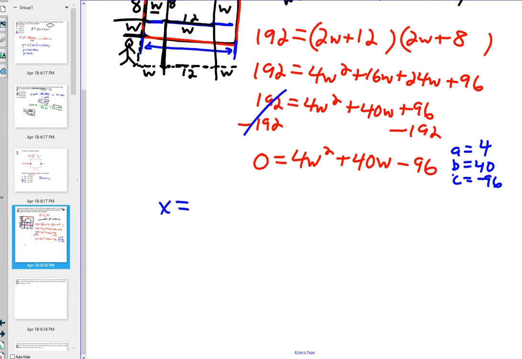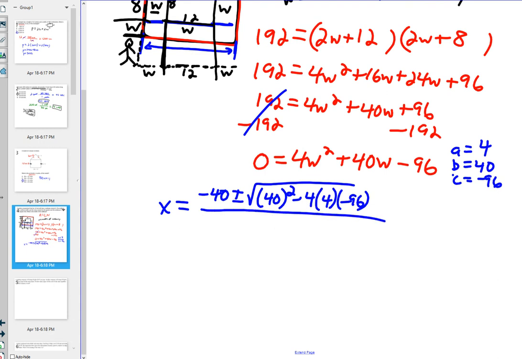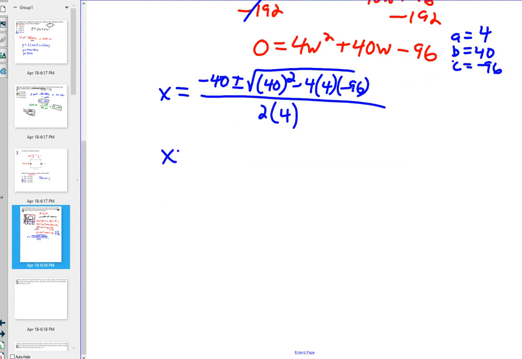X is equal to negative B. If B is 40, then that would be negative 40 plus or minus the square root of 40 squared minus 4 times negative 96, over 2 times A, which is 2 times 4. X is equal to negative 40 plus or minus the square root of 60.